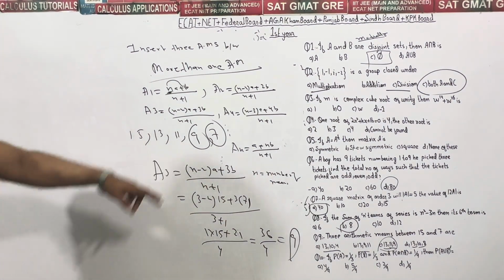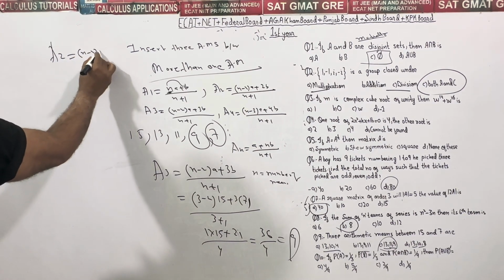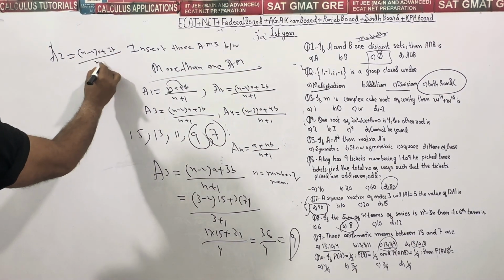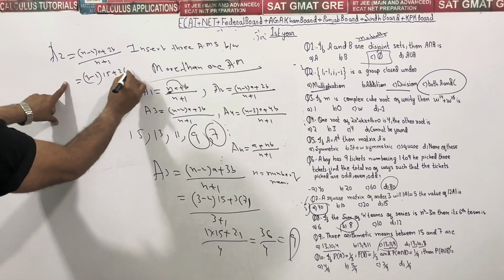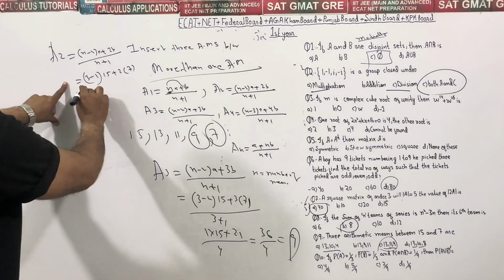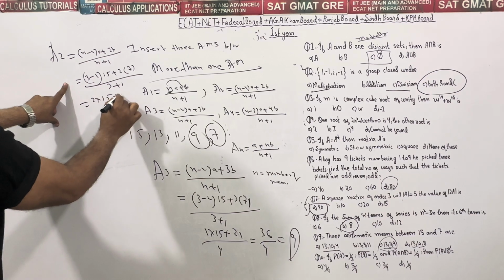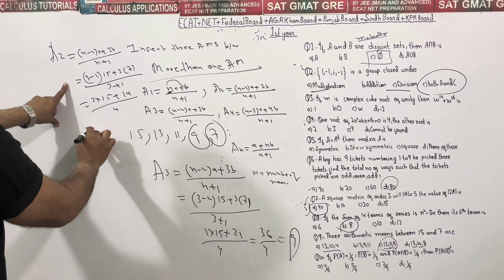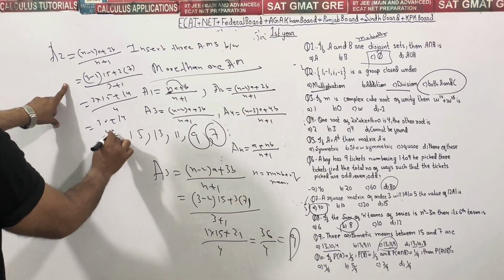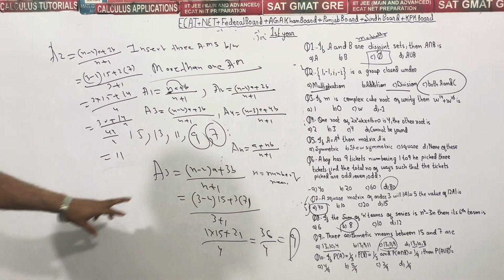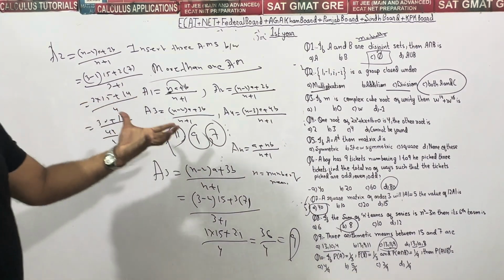Similarly, we can find the first one and second one directly. Let's find the second one. A2 is ((n - 1)a + 2b) over n + 1. n is 3, minus 1 is 2, times a is 15, plus 2 times b is 7, over 3 plus 1. 2 times 15 plus 2 times 7 is 14, over 4, means 30 plus 14, 44 divided by 4, 11 is our answer. That's the second arithmetic mean.